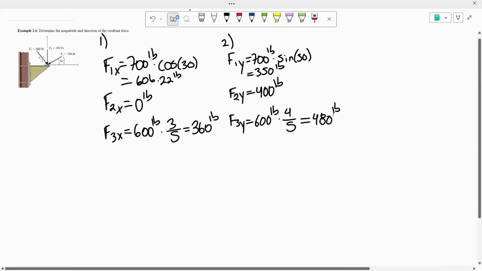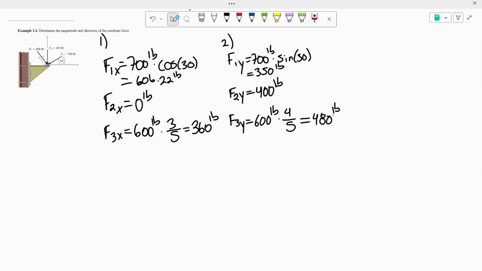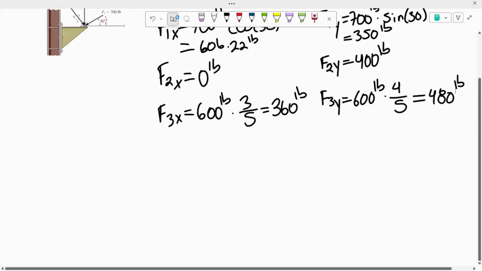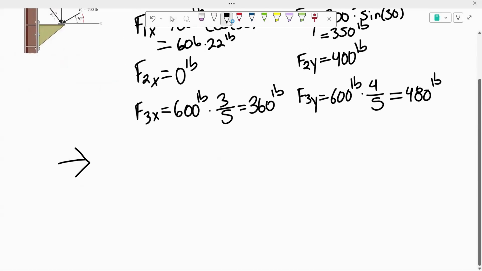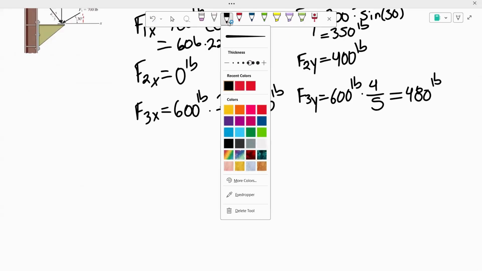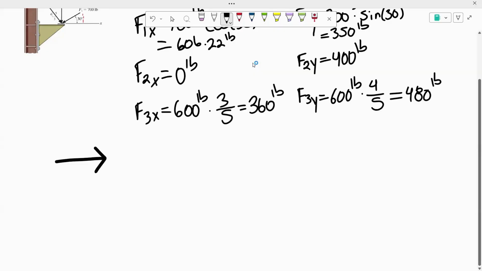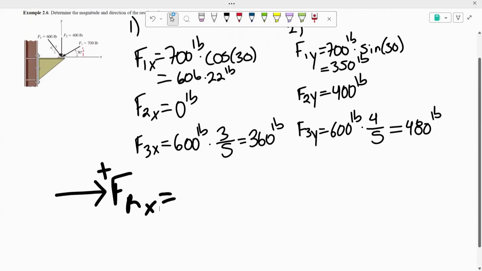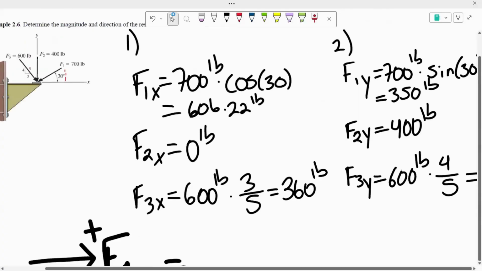So now that we've found the horizontal and vertical component of each vector, we're going to evaluate it to find the net horizontal and net vertical component. So what we're going to do is assume that going right is positive. So right positive. So FR of x, since we're trying to find the net horizontal right now, is equal to, I skipped a step, sorry.